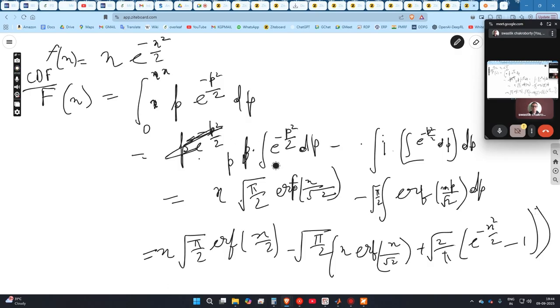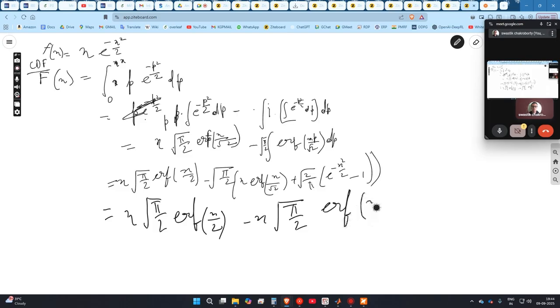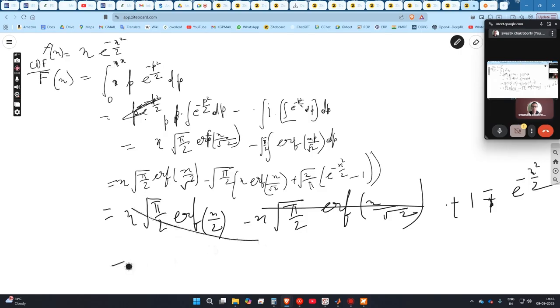Now if you zoom it out and do it, x root pi by 2 error function x by root 2 minus x root pi by 2 error function x by root 2. So you see this error function gets cancelled, plus 1 minus e to the power minus x square by 2. So this thing gets cancelled. So finally you have 1 minus e to the power minus x square by 2 as F of x.